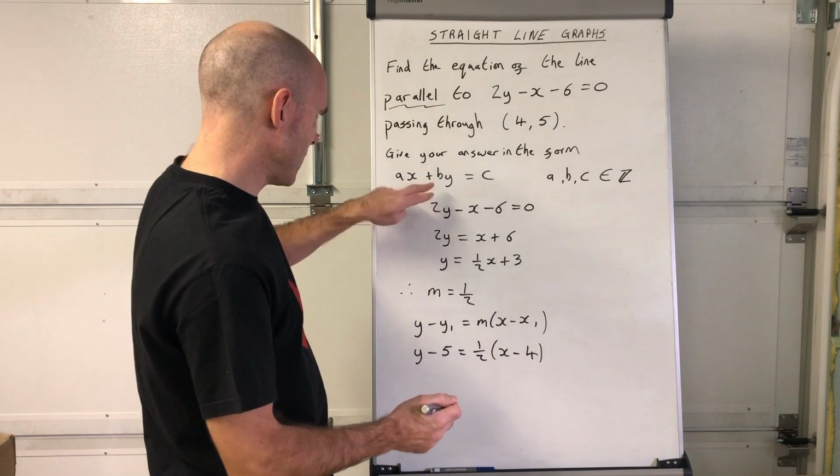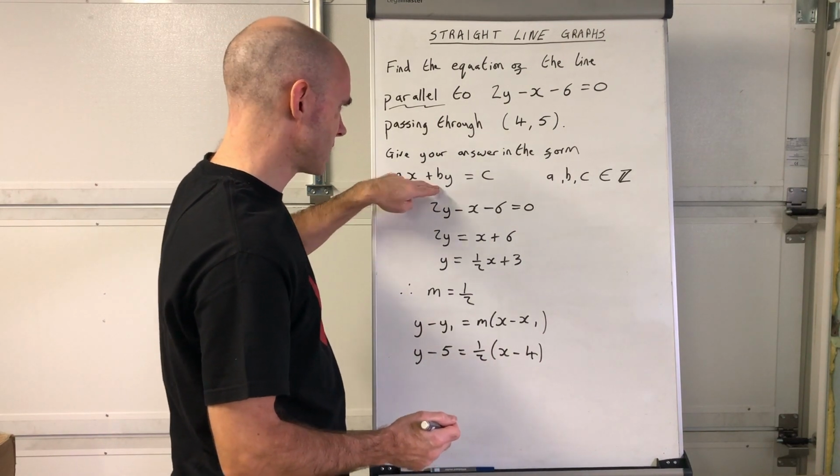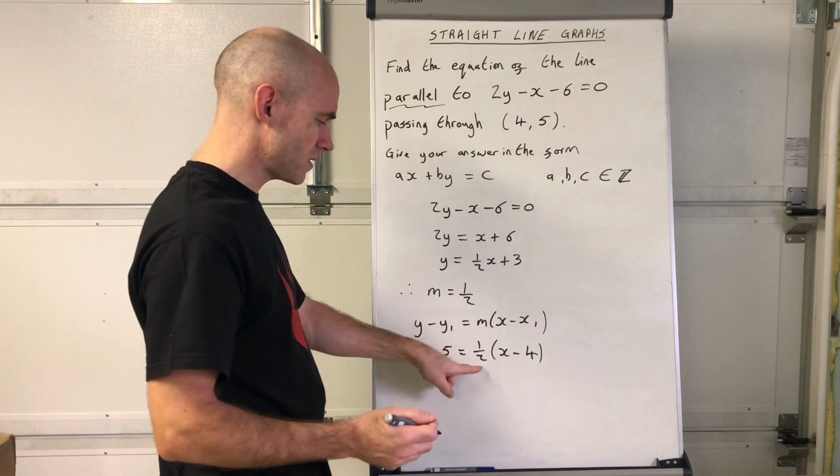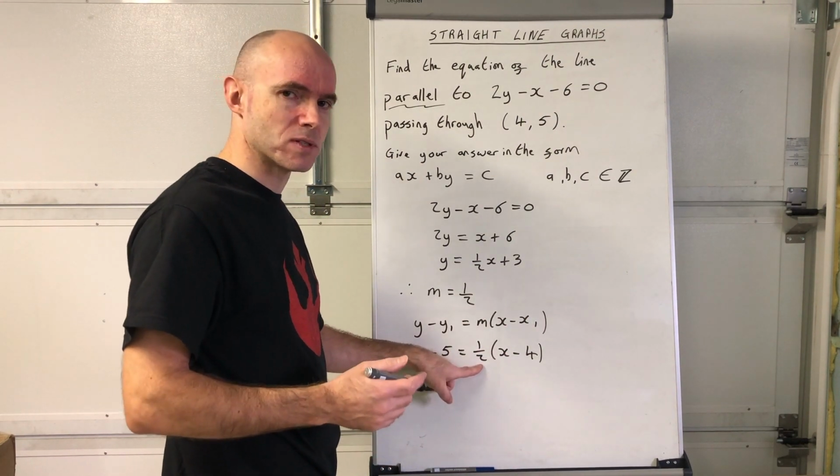Let's see what to do next. We've got to leave it in this form, which means a, b and c are integers. Now this time, rather than expand the brackets, because this is a fraction, I'm going to multiply both sides by 2.